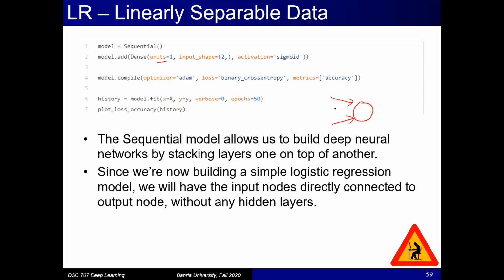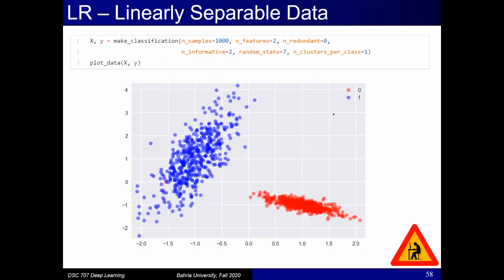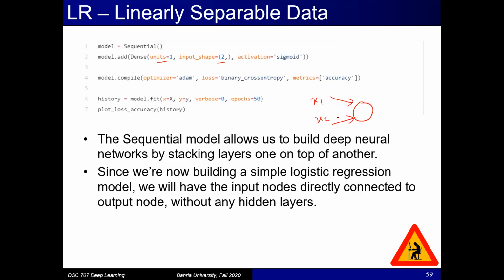When you say units=1, it means I have one neuron. Input shape 2 means it has two inputs, x1 and x2. Why two inputs? Because we are in a two-dimensional space. You have one feature on this axis and the other feature on this axis. And then, as we said, this is the sigmoid activation function, because we want an output between 0 and 1.